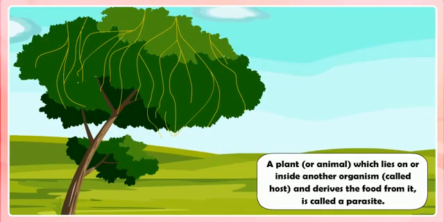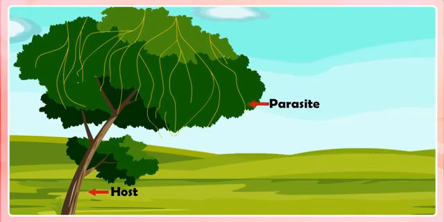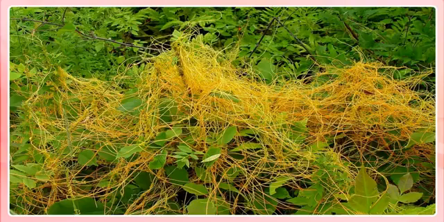Parasites. A plant or animal which lives on or inside another organism called host and derives the food from it is called a parasite. An example of a parasite plant is the cuscuta. A cuscuta plant does not have chlorophyll. We can see from the picture it is yellow in color. Therefore, it cannot synthesize its own food. It takes ready-made food from the tree or plant on which it climbs.